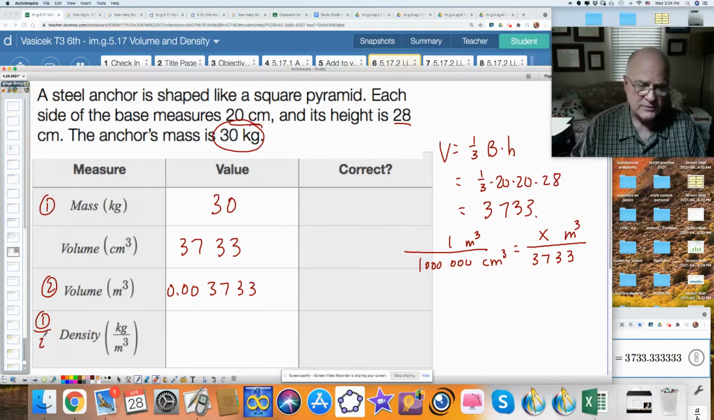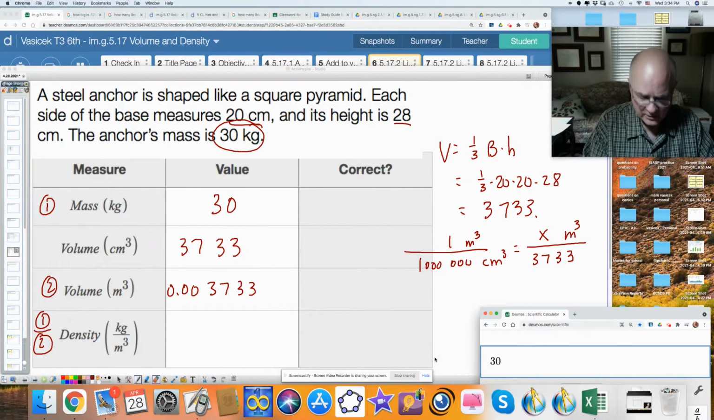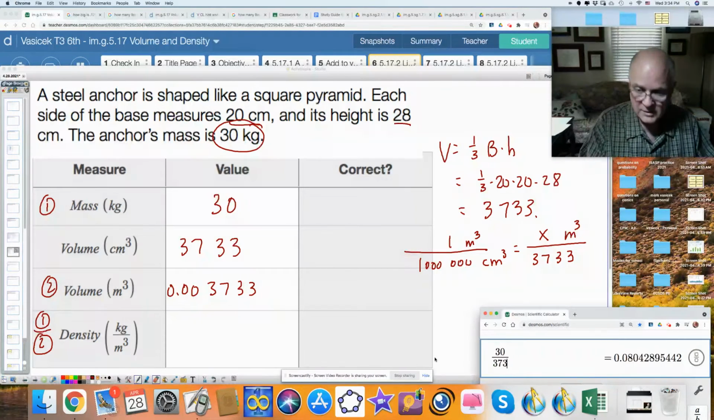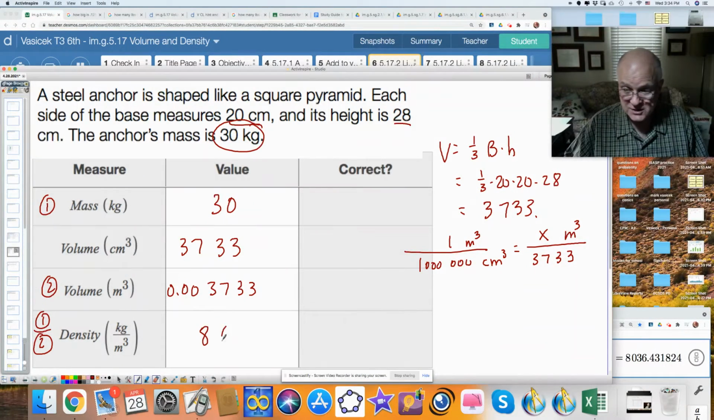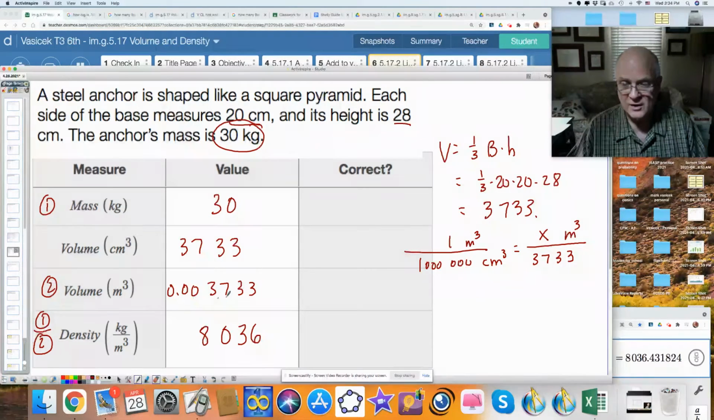Density is the mass divided by the volume. So if I do this, I have 30 divided by 0.003733. What? It's 8,036 kilograms. That's like 16,000 pounds. It's like 8 tons. This is huge for this volume of cubic centimeter. For this volume, this is a really tiny volume of cubic meters. Whoa, it's really heavy stuff.